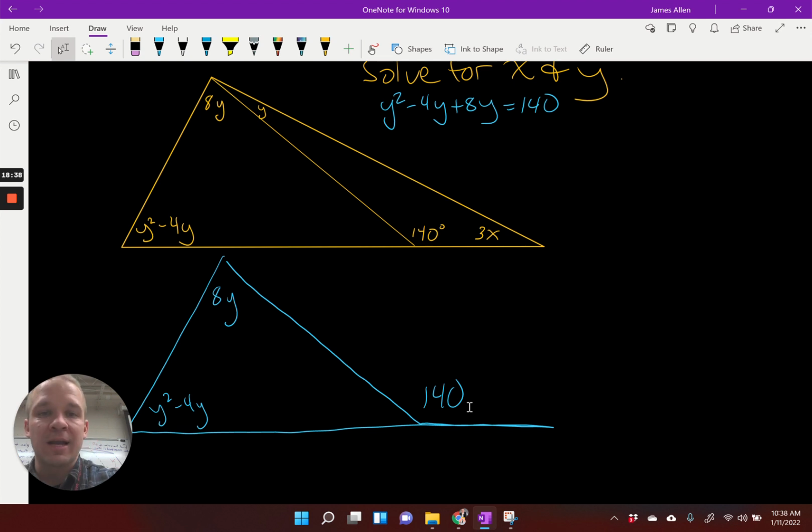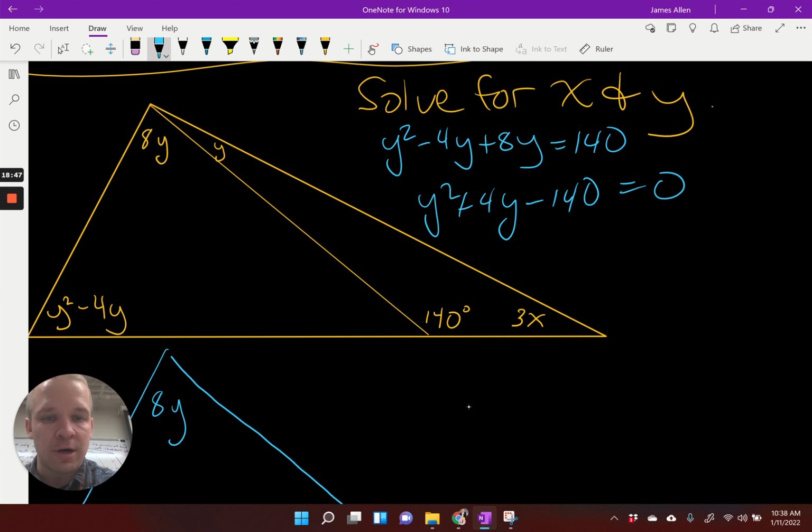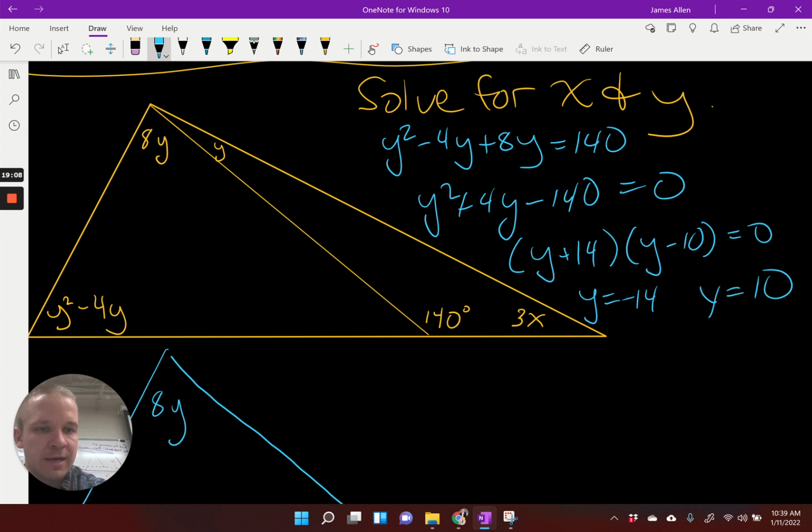All right. Let's go ahead and solve this one now, okay? So I'm going to have Y squared plus 4Y minus 140 equals 0. And if I'm going to multiply to negative 140 and add to positive 4, what am I going to get? Will that be positive 14? I don't know why I'm writing numbers backwards today. And negative 10. All right, I like that. So now I get Y equals negative 14 and Y equals 10.